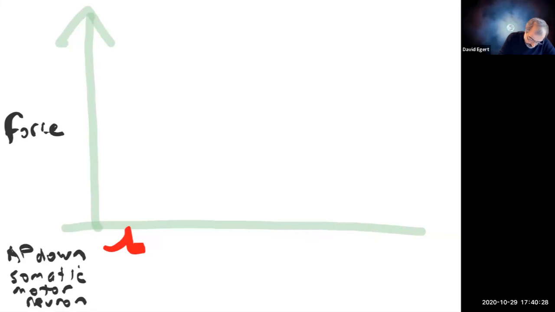Okay. So in this graph, this is an unspecified unit of force. It's how hard basically the muscle fiber is pulling. When an action potential comes down a somatic motor neuron, there's going to be a little bit of a delay, right? First thing is depolarize the sarcolemma, release the calcium, calcium binds the troponin, the tropomyosin moves out of the way, the myosin grabs on, and power stroke. So you get some force.